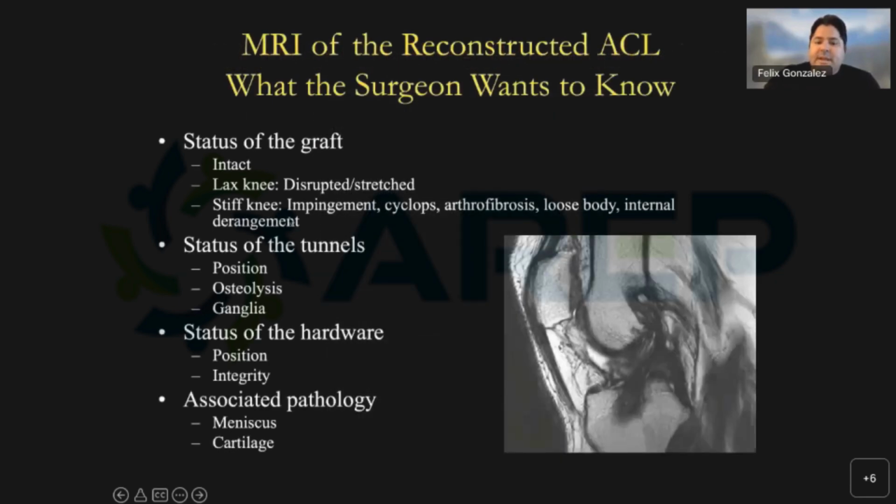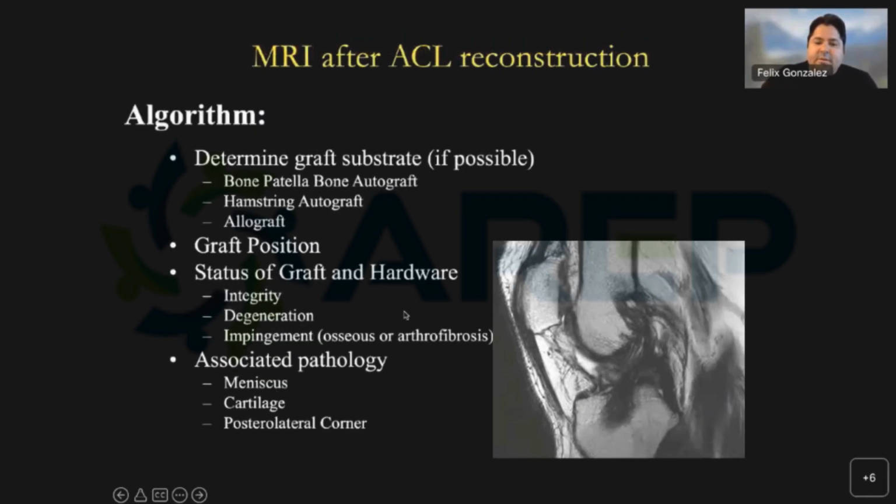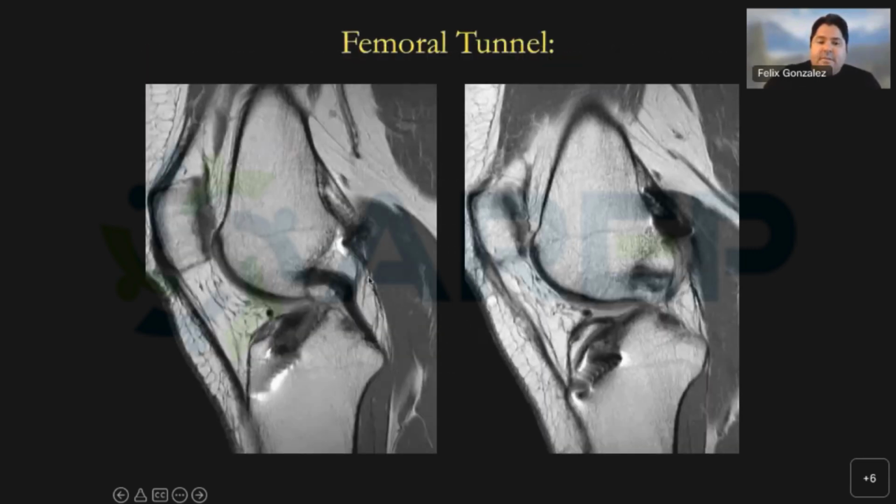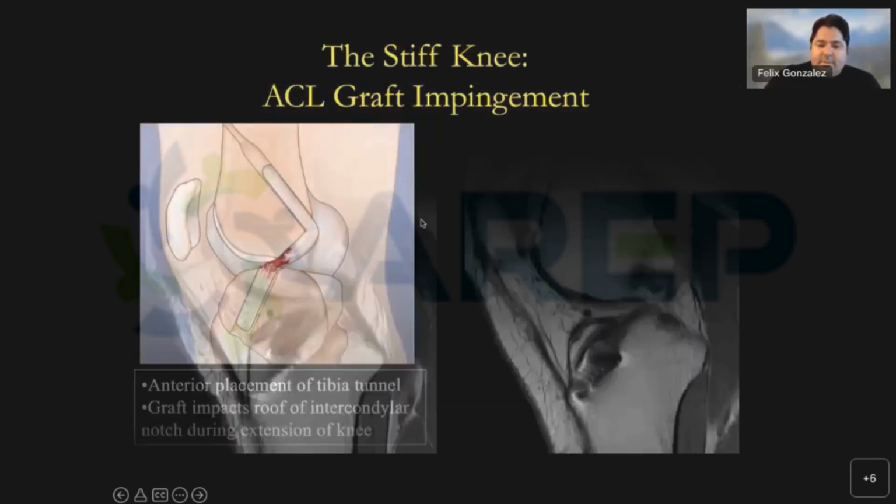MRI after cruciate ligament reconstruction. I don't know if I still have a lot of time, but I can just quickly go through this here. What are the things that can go wrong with the graft placement, right? So this is a femoral tunnel that you can see. Let me go back here one more time.